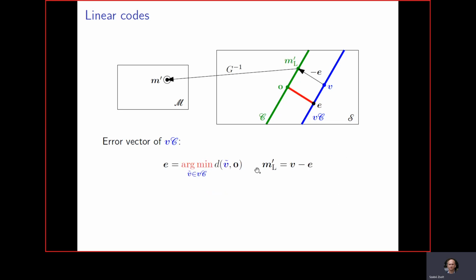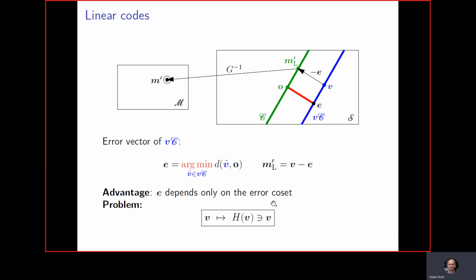The code word closest to the received signal V is obtained by subtracting from V a vector E. This vector E is called the error vector of the error coset, and by definition is the vector in the error coset that is closest to the zero vector. Since the code is a linear subspace, the zero vector has to be a code word. Again, this method is based on the assumption that the noise does not alter the signal too much. The advantage is that E does not depend on the received signal V. It depends only on the error coset, so it can be calculated in advance. The error coset that contains the received signal V still remains to be found.